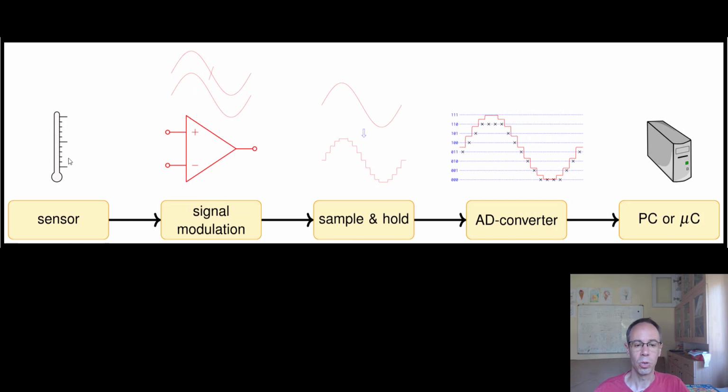So we have our sensor, and then there is a signal modulation, fitting to the voltage of our ADC. Then we have a sample and hold, so we have to hold the signal for a short amount of time so that we can convert it, and this is done by the AD converter. It makes a digital signal from the analog signal so that we can use it with our PC or microcontroller. And this is also inside of an I²C sensor, for example.